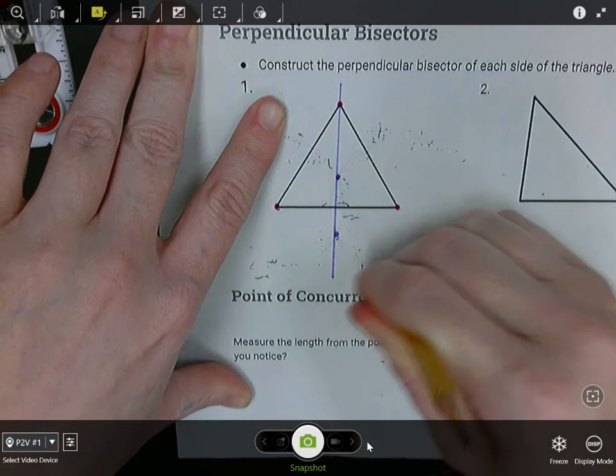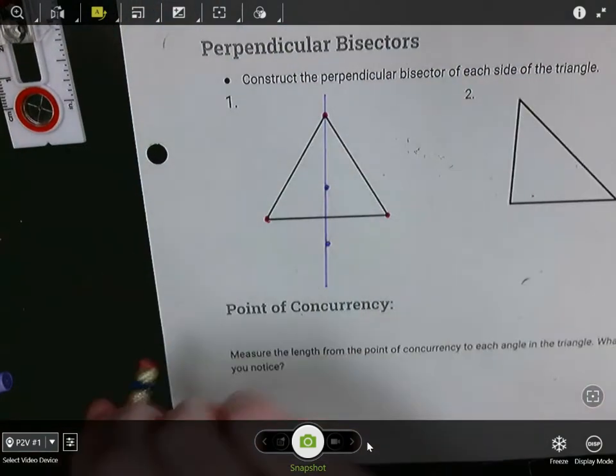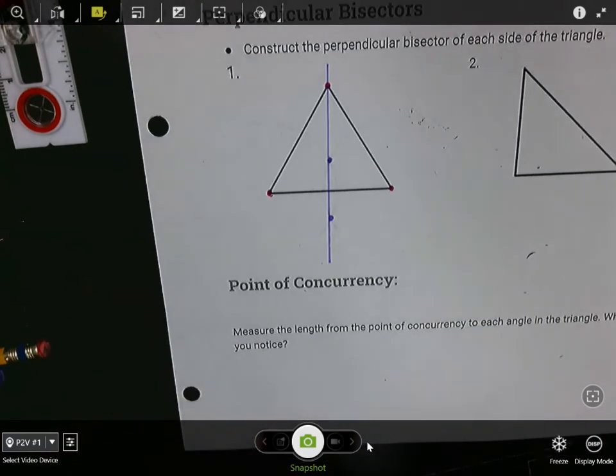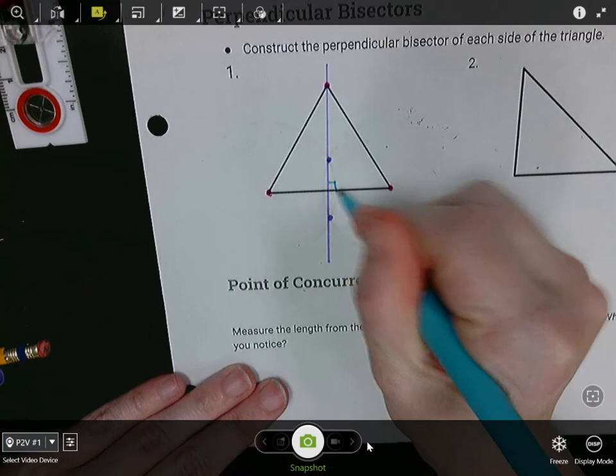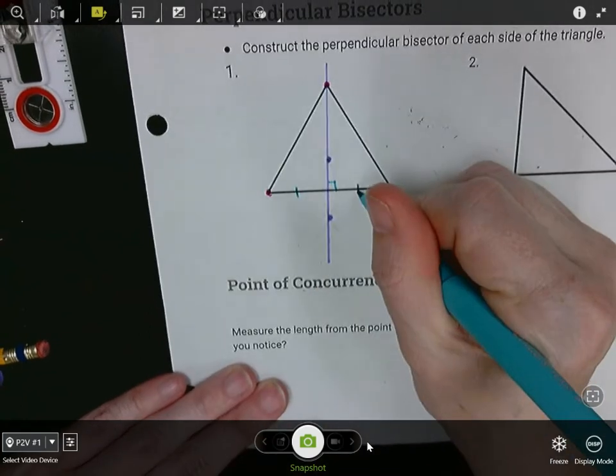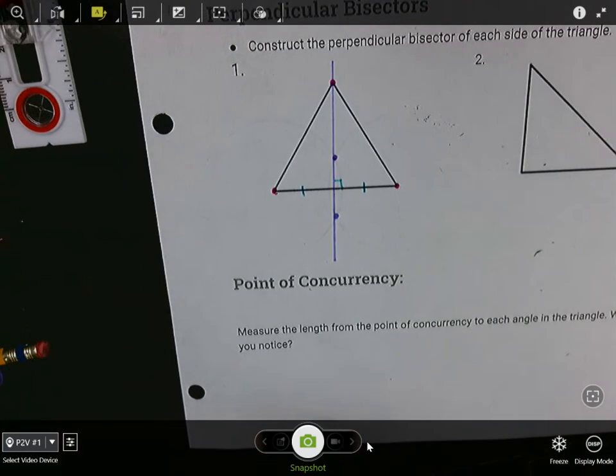And what you have done now is you have drawn a line. You have drawn a line that is perpendicular to this side, and it cut this side in half, which means this side is congruent to that side. So we did all that work just to make it straight. I could have made a straight line. But you know it's perpendicular. It meets at a 90-degree angle, and it cuts it in half.